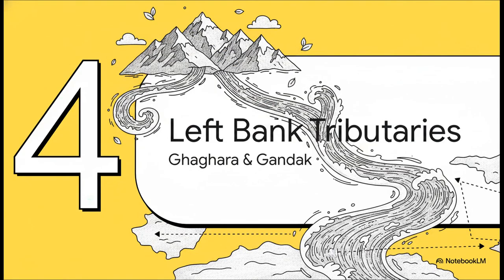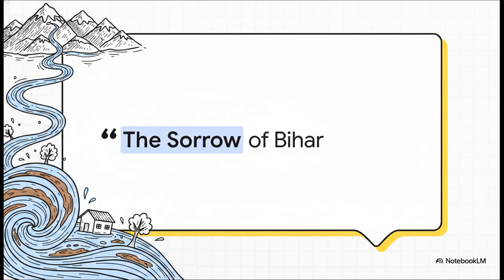Moving on to Section 4, Key Left Bank Tributaries. Shifting our focus back across the water over to the left bank, we find these incredibly powerful, turbulent rivers descending from the towering Nepal Himalayas. Rivers like the Gagara and the Gandak just rush down from those snow-capped peaks. But, well, not all of these rivers are gentle contributors. So the crucial point is understanding the darker side of this hydrology.